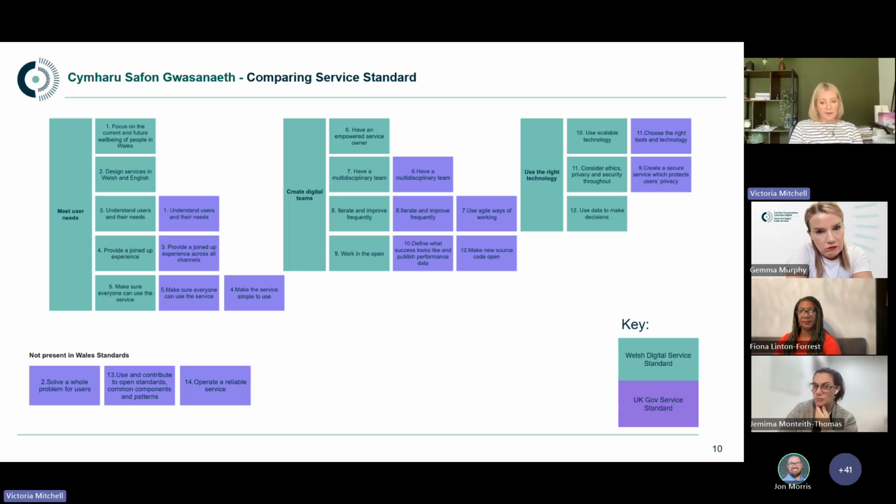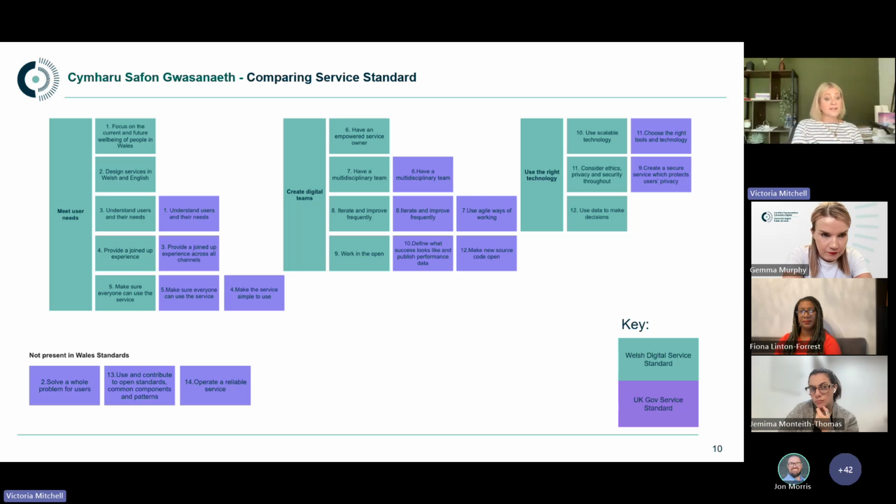So if we just took that approach of embedding the UK model and using UK assessors for Wales, then they've been trained to assess against the 14 UK version. So that gap needs to be addressed.